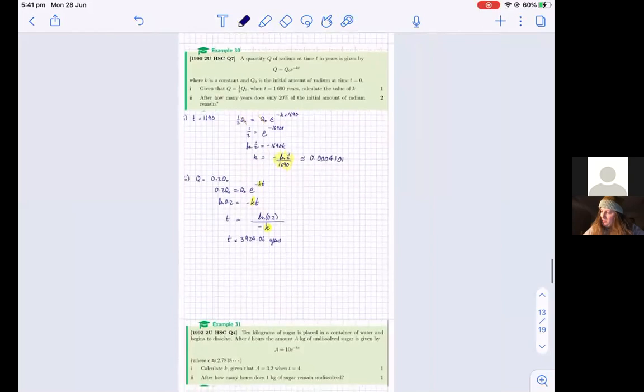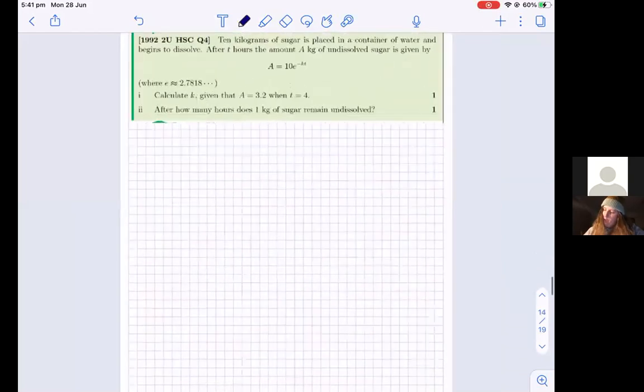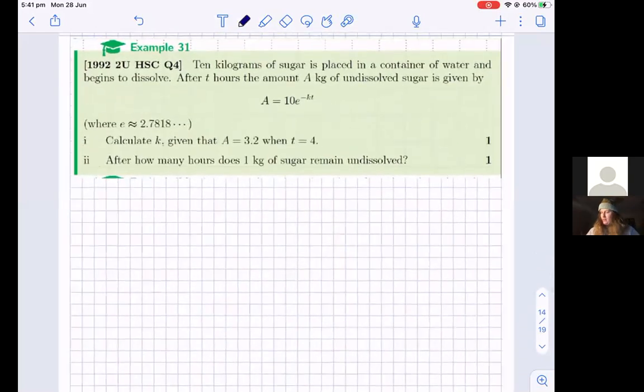I love those questions. They always give them slightly too many marks for the amount of effort it takes. 10 kilos of sugar, yada, yada, yada. We're given something, we can find K. Now, when T equals 4, A equals 3.2. So we've got 3.2 equals 10e to the minus 4K. Let's solve it. 0.32 equals e to the minus 4K.